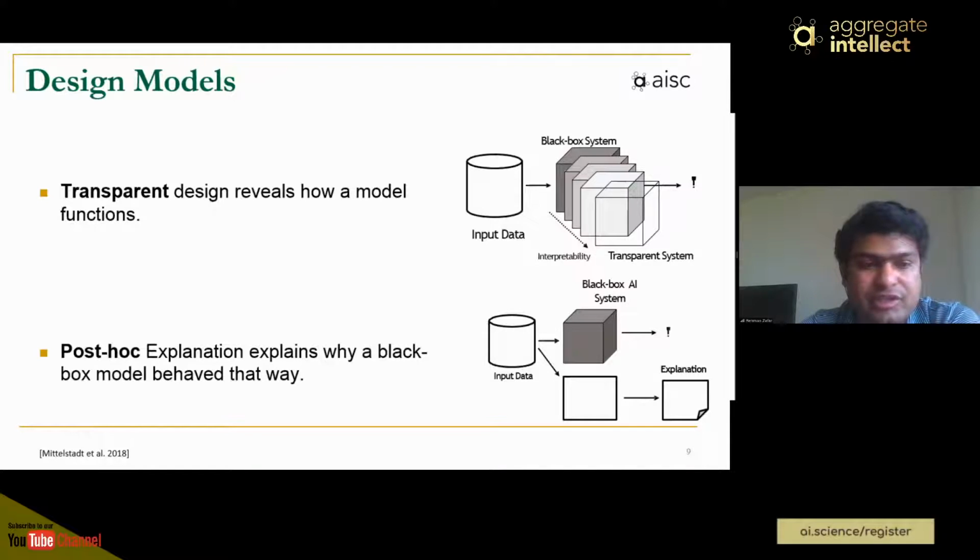And in post hoc explanations, you are not interested in that internal mechanism. You are just interested in explanations, how this model is generating these kinds of decisions, why it is reaching a certain decision. So you are only interested in the decision, not in the mechanism of the model. That's why it is called post hoc. A post hoc explanation explains why a black box model behaves that way, right?